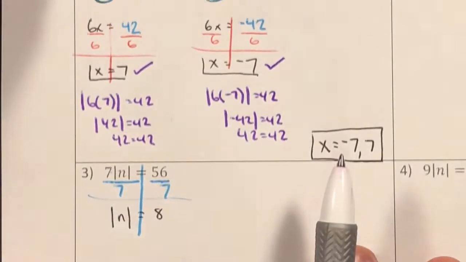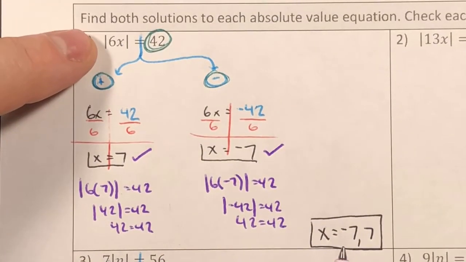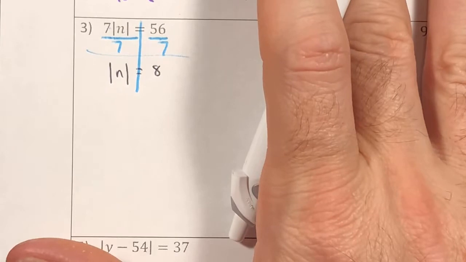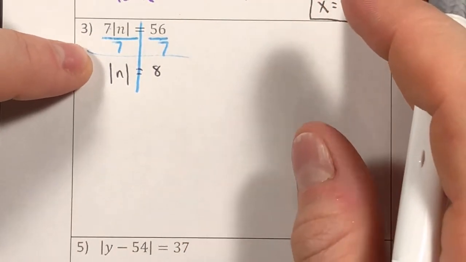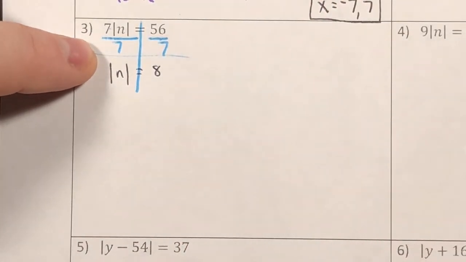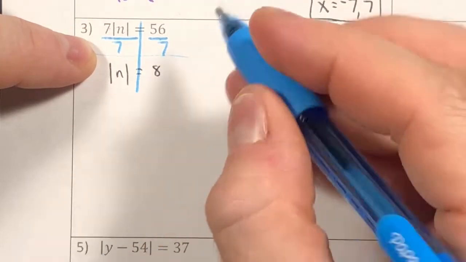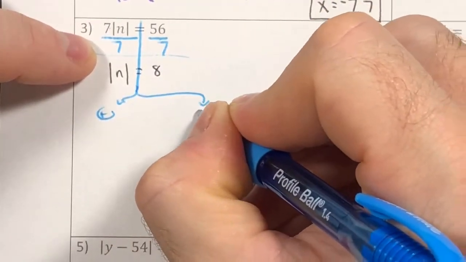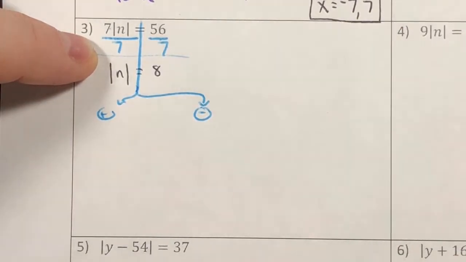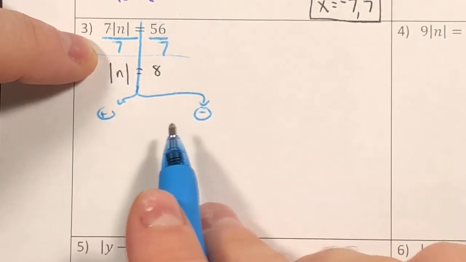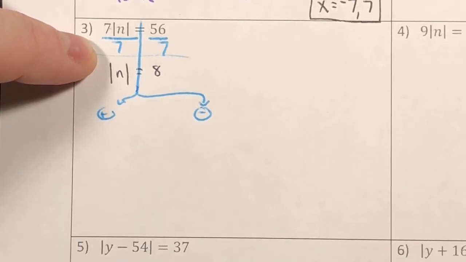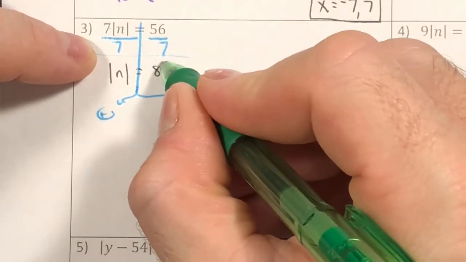So on the first problem, we were already isolated. Nothing was outside the brackets. On this one, we had something outside of it that we needed to get rid of first. But once we get to this point and the brackets are isolated, we split into our positive and negative version. Now remember, what are we multiplying times a positive and negative 1? The thing that is not inside the brackets that we're splitting. So it's going to be this 8.